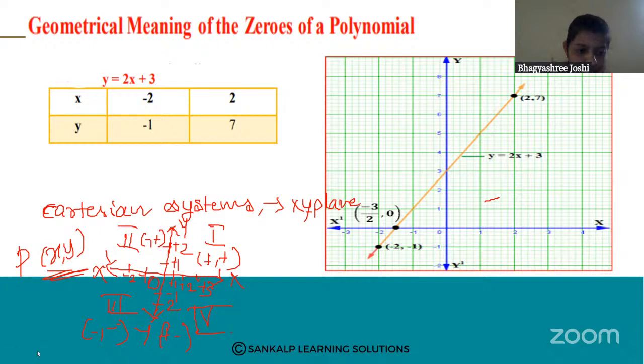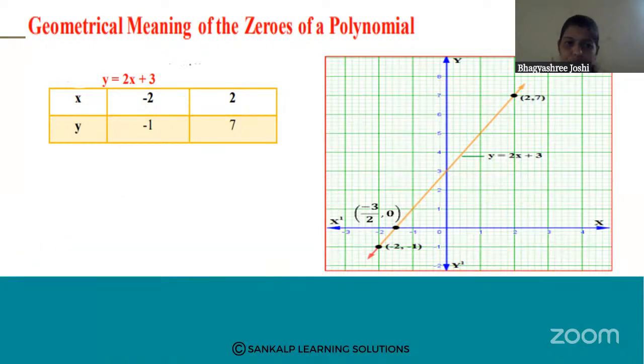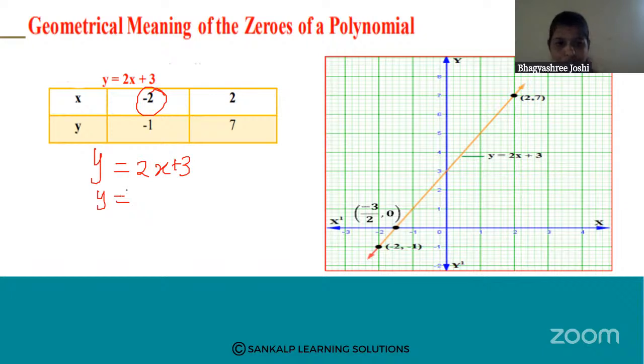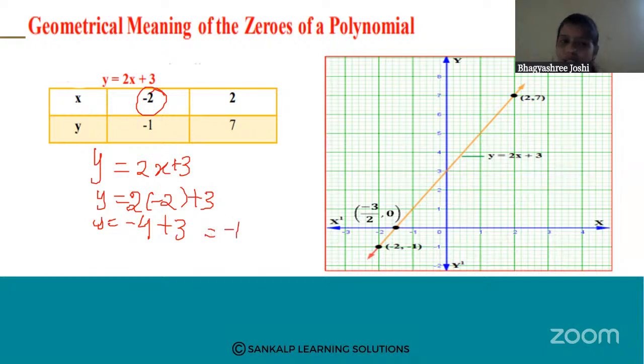Next. So here we considered one linear polynomial, 2x plus 3. First, y is equal to 2x plus 3. First you will take an x value. You can take any value, it is your wish. Here I will take -2. If I take x is equal to -2, then y is equal to 2 into -2, that is -4 plus 3, which is -1. When you take x is equal to -2, the y value is -1.